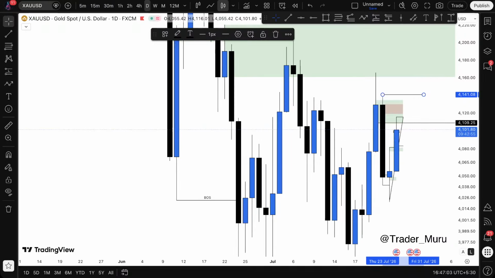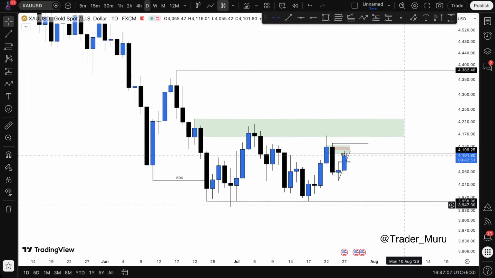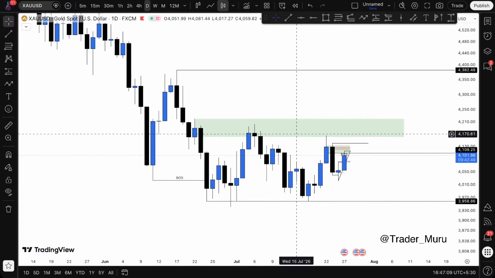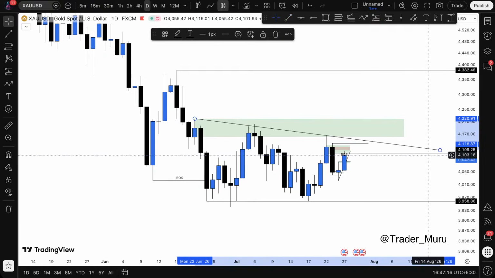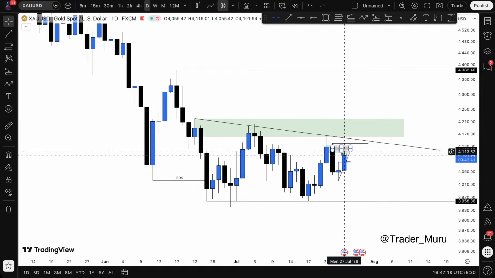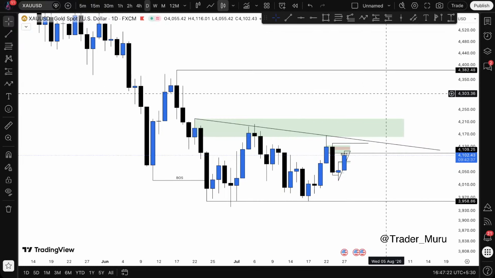Then we have to put our selling areas aside and wait for this trend line breakout. Then we can watch for a new buy till this area, and from this area we will have another drop.